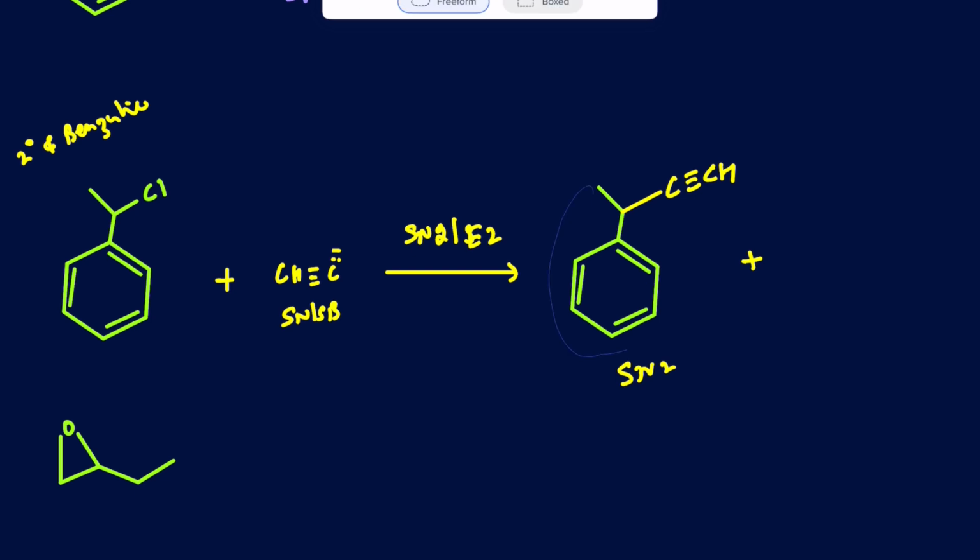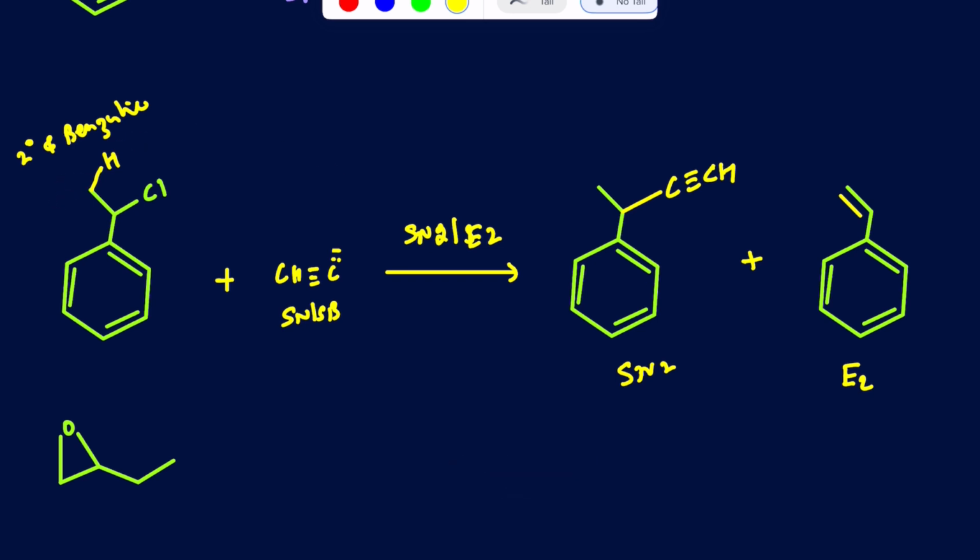And your E2 product would have been: you remove the proton on the beta carbon and create the double bond there. So that would have been your E2 product. For the E2 product, I would lose this hydrogen here. So I can have this acetylide here grabbing this proton here, and you have multiple hydrogens here.